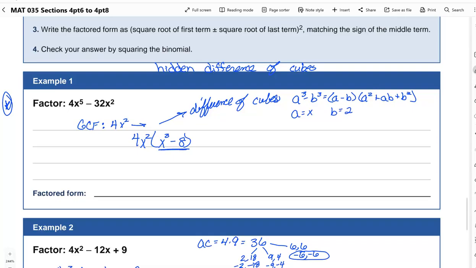So when I break that down, I'm going to get 4x squared. So that's on the outside. That's what we pulled out. This is going to be a minus b, x minus 2, times a squared, so x squared, plus a times b, which is 2 times x, plus b squared, 2 squared, which would be 4. So there's my answer.